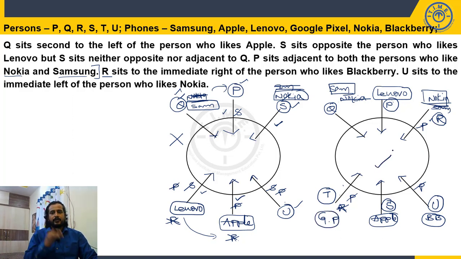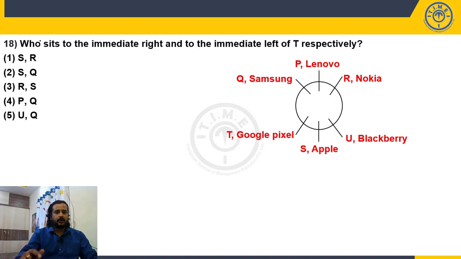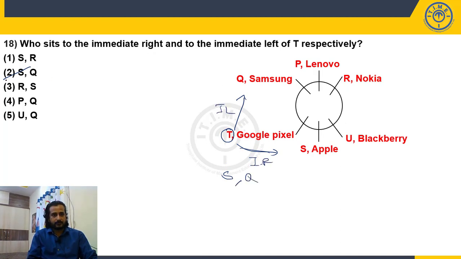Quite simple, right? And below this we have how many questions? 5 questions. Let's answer. Who likes Google Pixel? T. Choice 1. Who sits the immediate right and immediate left of T respectively? So T is here. So immediate right, Apple, immediate left, Q. So immediate right will be S and immediate left will be Q. So choice 2.